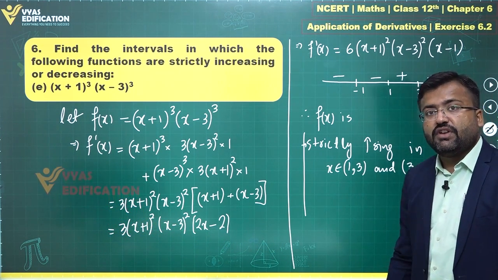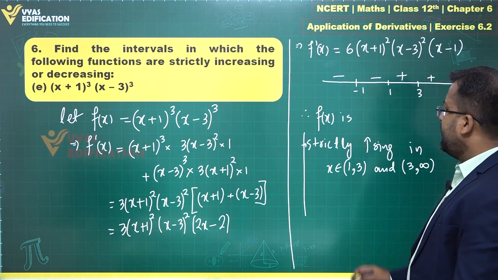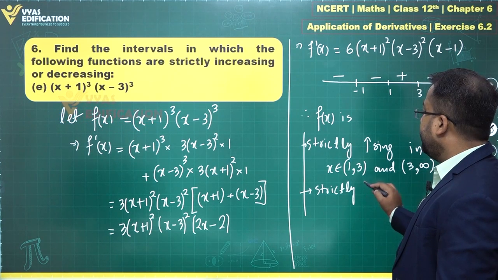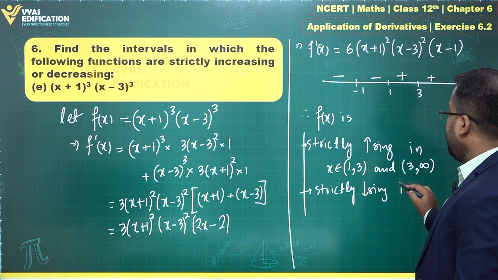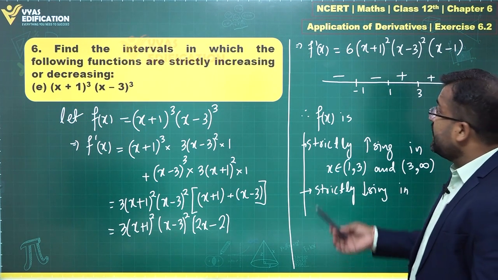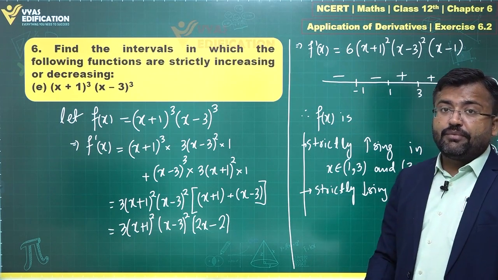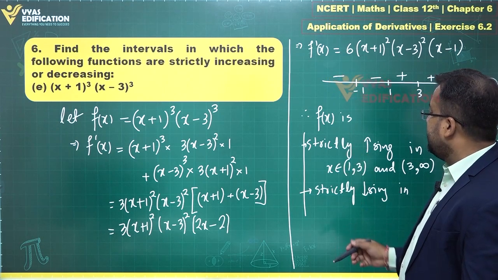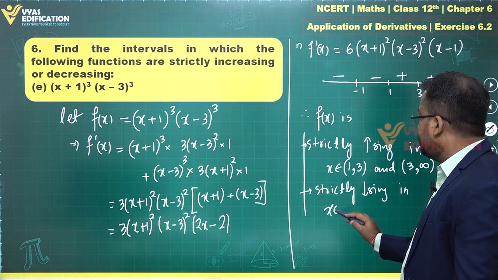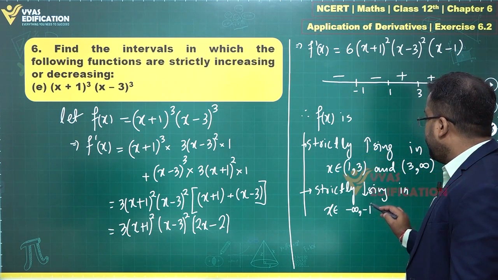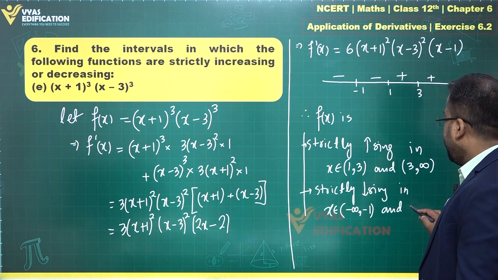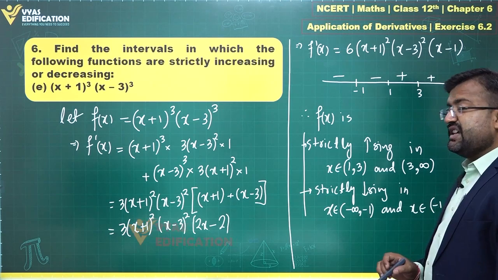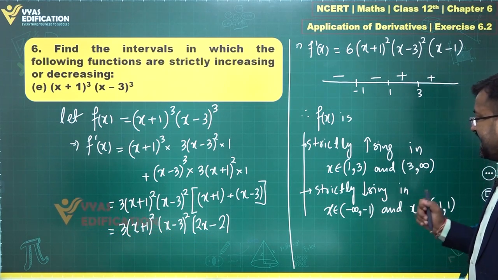This is what you observe, right? Is that okay? Yes. Next, you can say that strictly decreasing in which interval? Strictly decreasing implies you will have to note the sign of f prime x negative. So, you get the negative sign in this and this interval. Therefore, x belongs to (minus infinity, minus 1) and x belongs to (minus 1, 1). Those are the intervals in which the function f(x) is strictly decreasing.